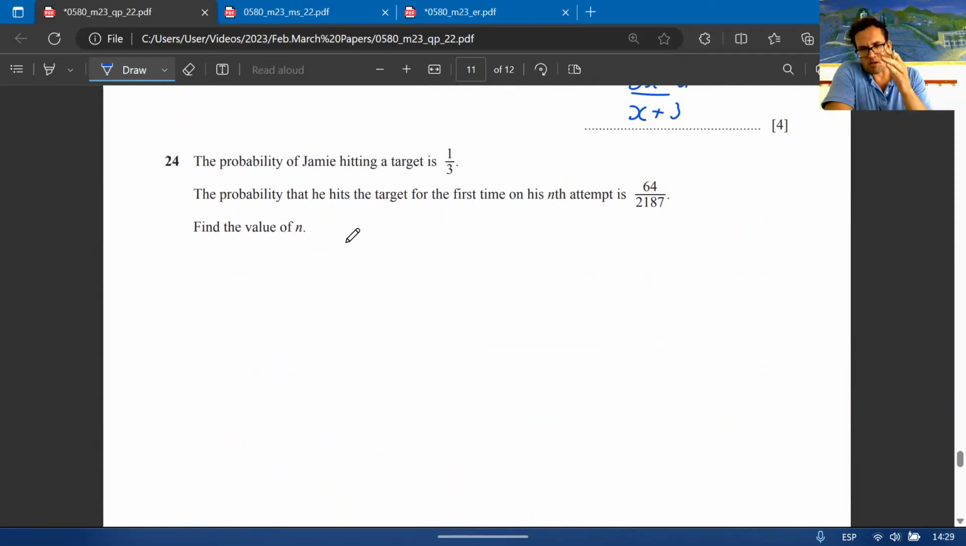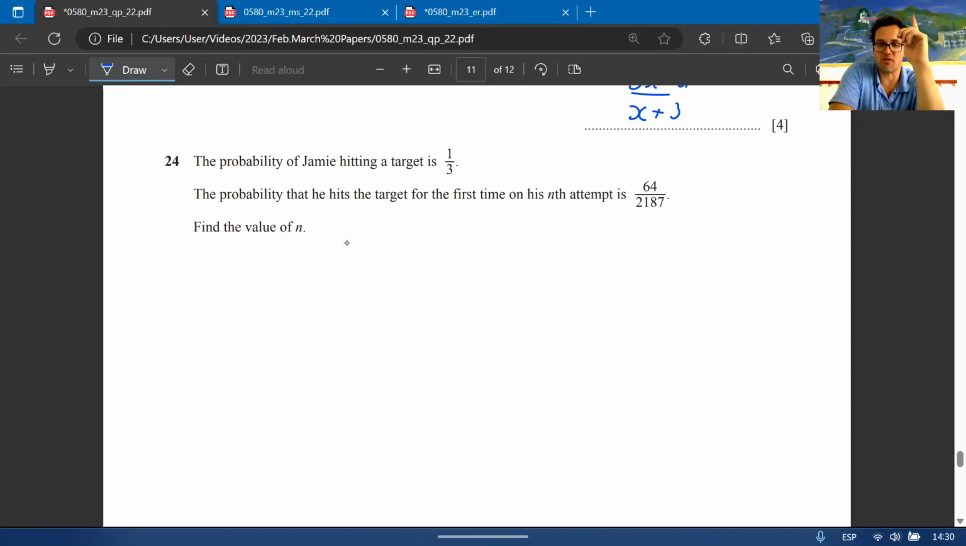Probability of Jimmy hitting a target is 1/3. Don't know what he's trying to hit, right? Let's say he's doing axe throwing. So he throws the axe, and the chance that he gets the target is 1 out of 3. The probability that he hits the target for the first time on his nth attempt is that. Okay, so nth attempt means he's trying more than once.